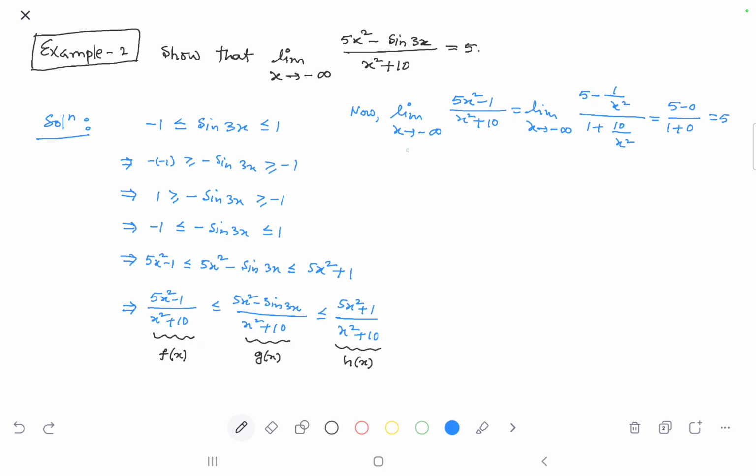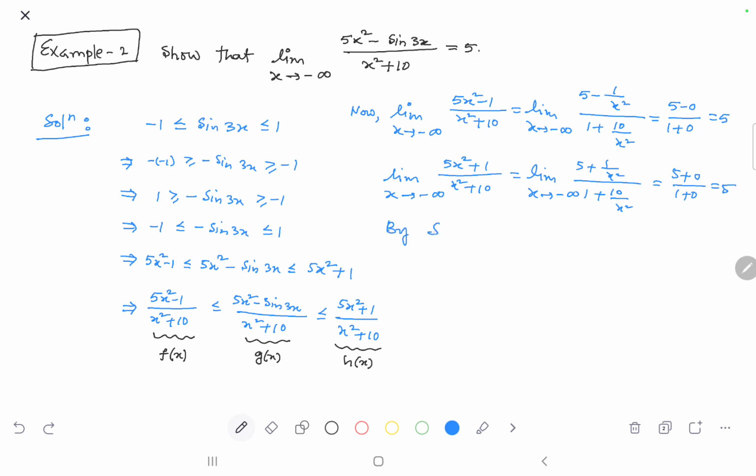Okay. Right. So what about the limit if you calculate as x tends to minus infinity of 5x square plus 1 divided by x square plus 10? So this is the limit as x tends to minus infinity of 5 plus 1 by x square divided by 1 plus 10 by x square. So 5 plus 0 by 1 plus 0. So we are getting 5. Yeah, sure. Right. By the squeeze lemma.